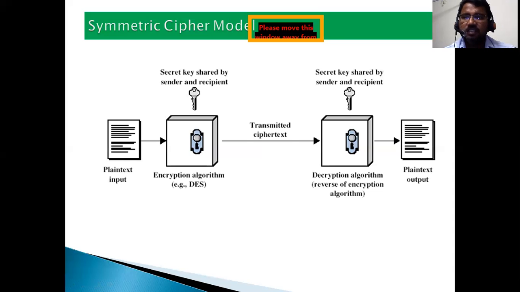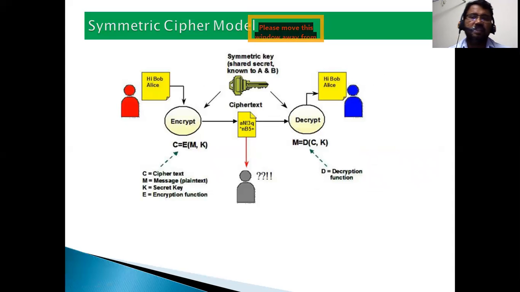Now we'll see how this symmetric cipher model works. For example, take the user A, Alice, who is going to send a message to Bob. The red color person is Alice, and the blue color person is Bob. She is going to send the message "Hi Bob from Alice."